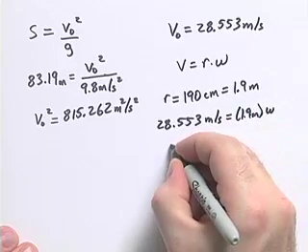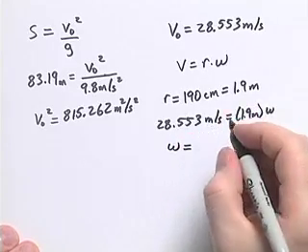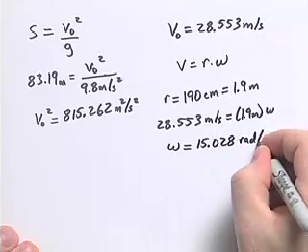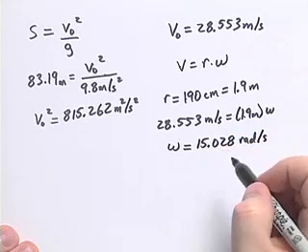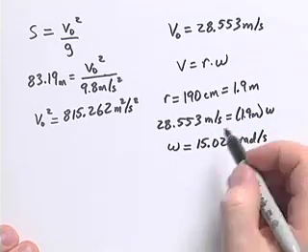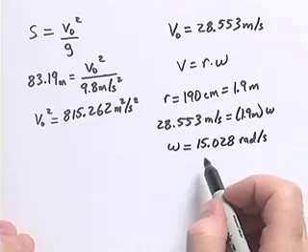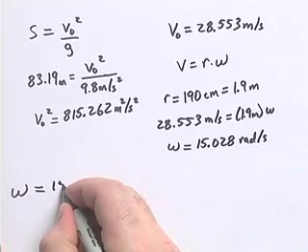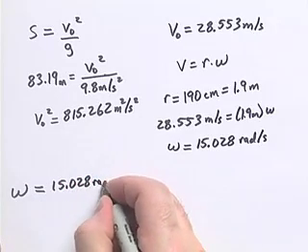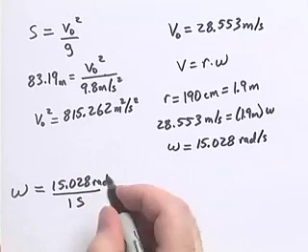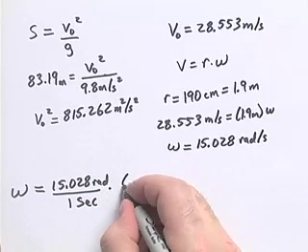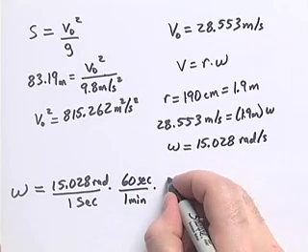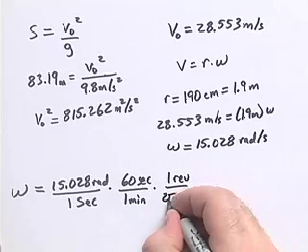Solve that for omega, and we'll get that omega is equal to 15.028 radians per second. Now the problem asks us to find out the revolutions per minute, so we need to do some dimensional analysis and change our units for omega. So we'll get omega is equal to 15.028 radians per second times 60 seconds in 1 minute times 1 revolution for every 2 pi radians.